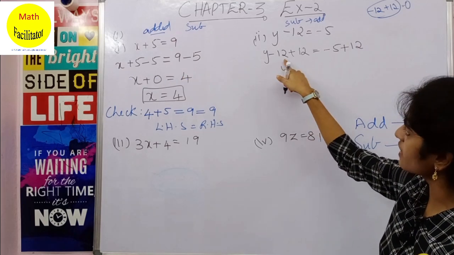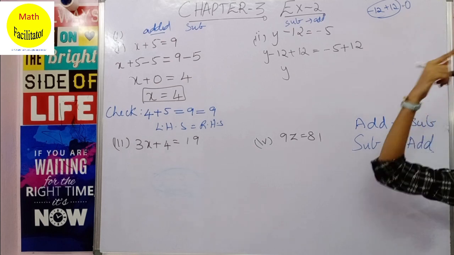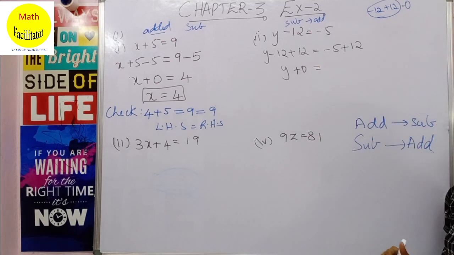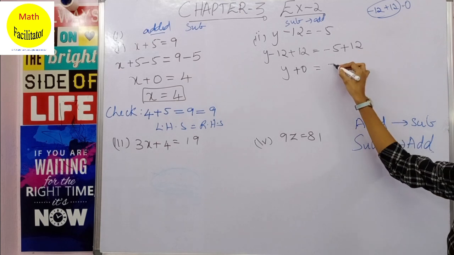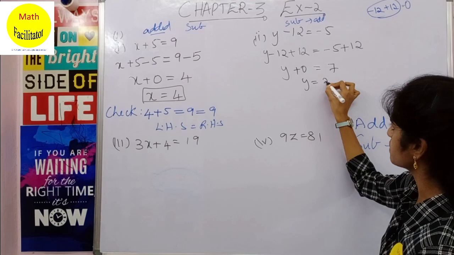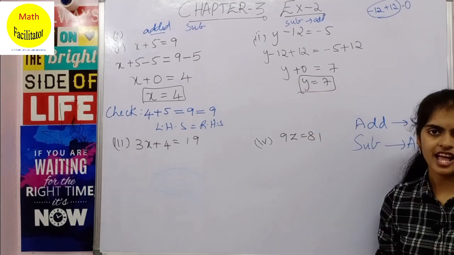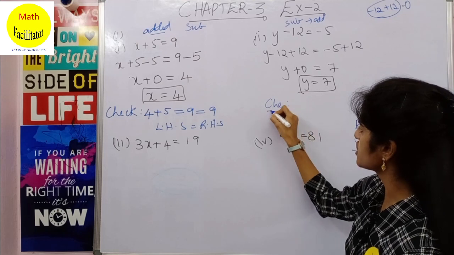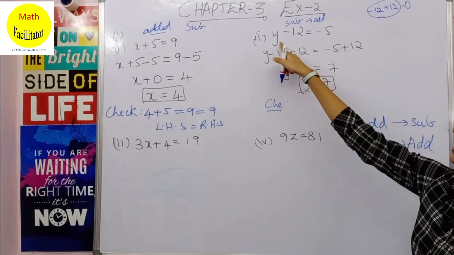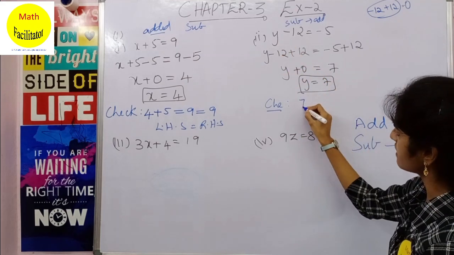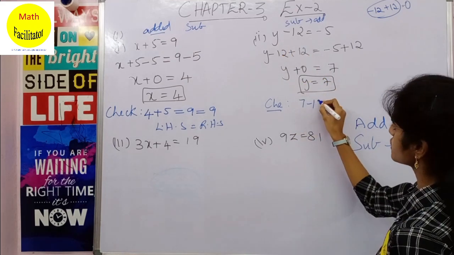So now what happens? Now this is y minus 12 plus 12 gives you 0. So this is y plus 0 you can say, equal to 12 minus 5, which gives you 7. So what is the value of y? y is nothing but 7. Now you have to check. So how do you check? To check, you will substitute the value of y here. So the y value is substituted here, so it is 7 and you have minus 12.